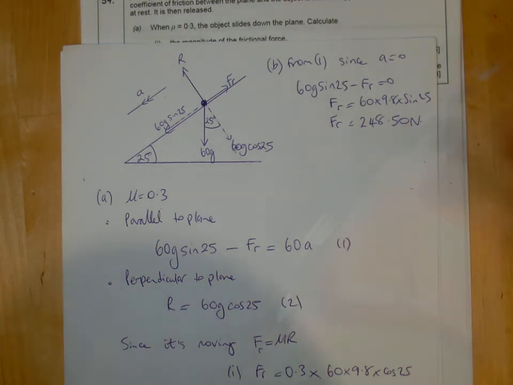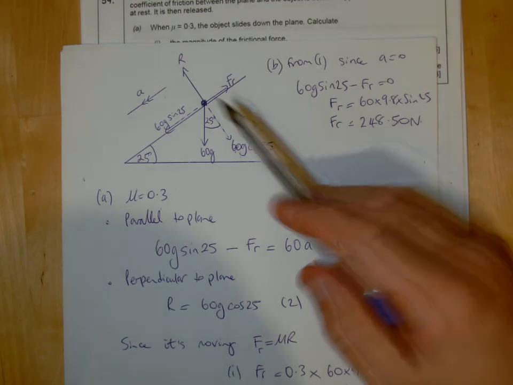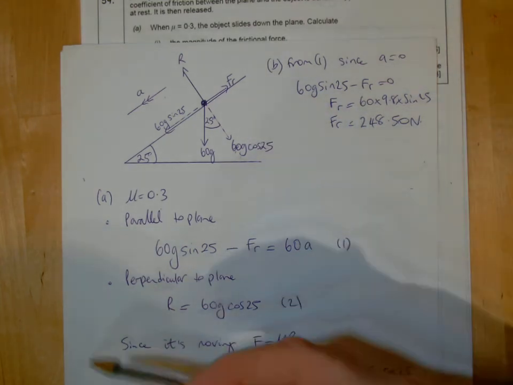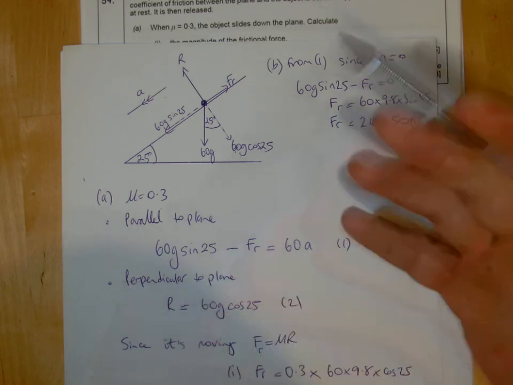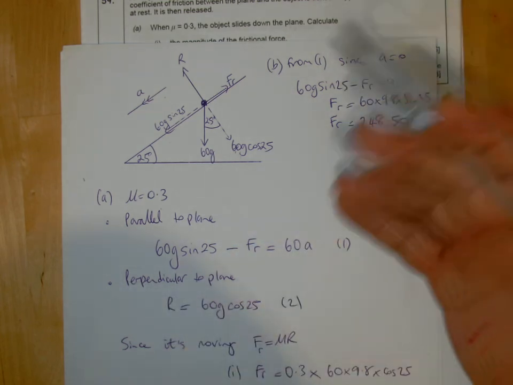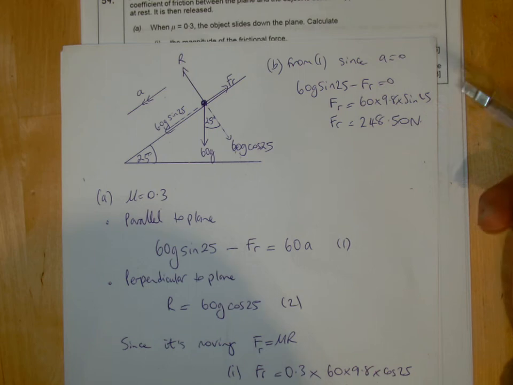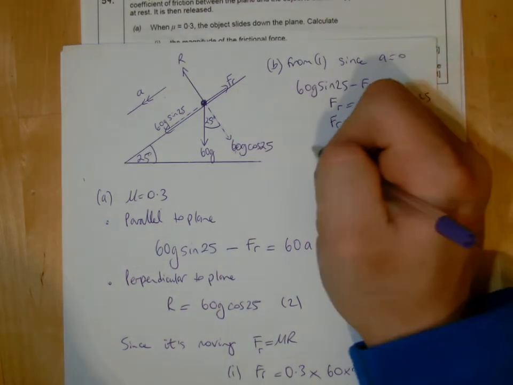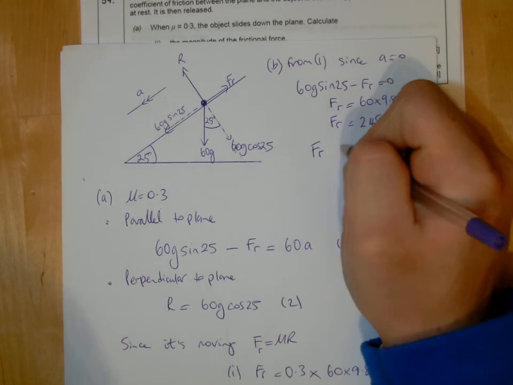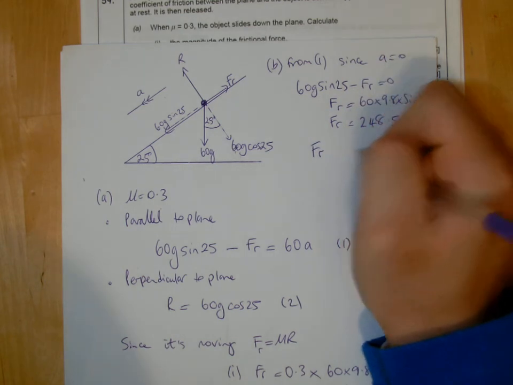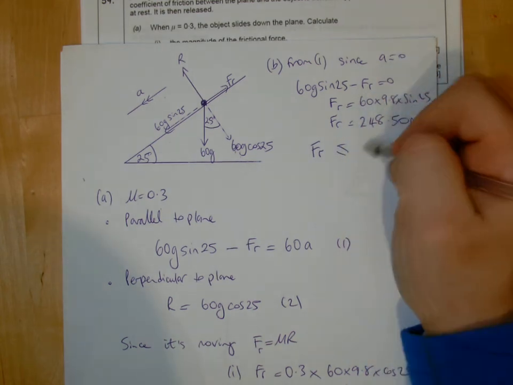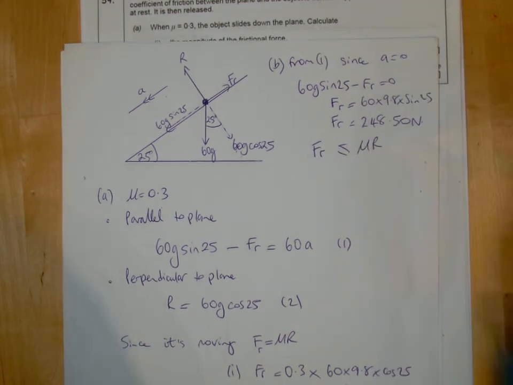Now because it's not moving, friction isn't necessarily at its maximum. We could say friction could be equal to its max, but likelihood is it might be less than it, so we could say F is less than or equal to mu R.